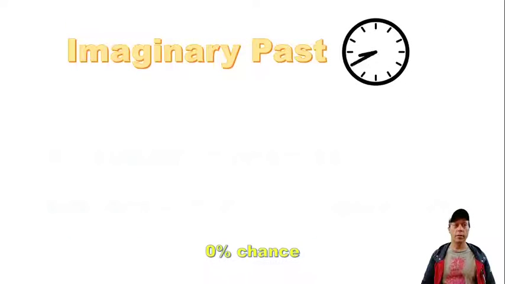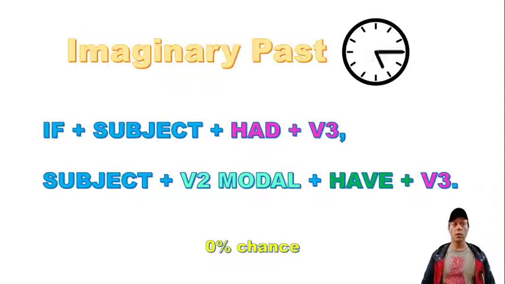Let's look at the third conditional, imaginary past situations. The connection is if, or the conjunction if you like, subject, and then the past perfect is had, and the third verb form, PP if you prefer. And then the effect is subject, a V2 modal like would or could, and then the present perfect. So you need have and the third verb form again, or PP if you prefer. Again, there is a 0% chance of this happening because we can't change the past. So remember, we're expressing maybe regret or gratitude through the third conditional. Let's have a look.